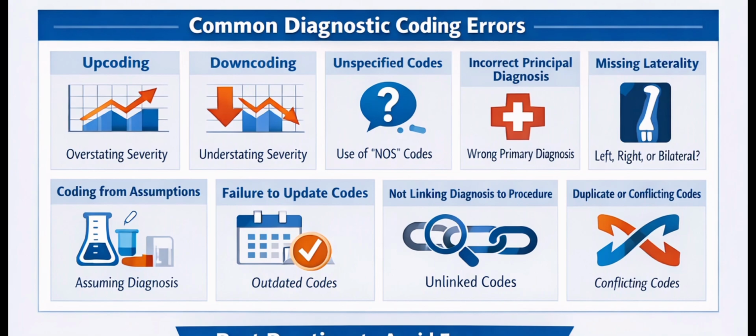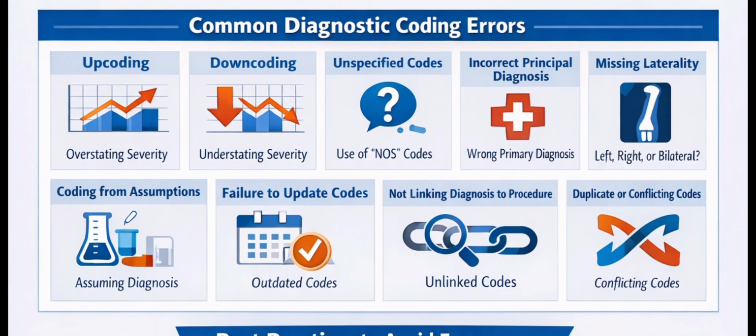Next we will talk about failure to update codes. Coding guidelines change annually, especially with ICD-10 updates. What are the impacts? Outdated codes and claim rejection. How to avoid them? Attend annual coding updates, subscribe to coding bulletins, and use updated coding software.